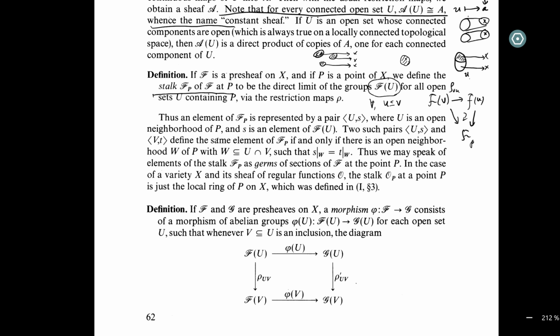Since this is a direct limit, you can realize it for this filtered inductive system. You can realize that as each one of them is an abelian group, the direct sum of those F(U), quotiented by the relation, where U is an open neighborhood. Elements here are equivalence classes.